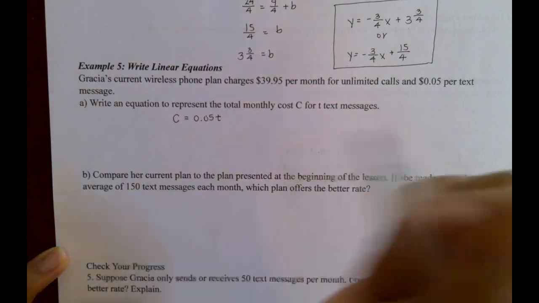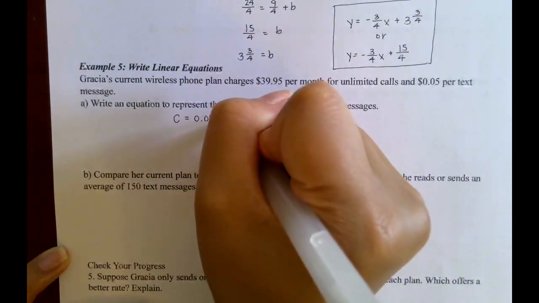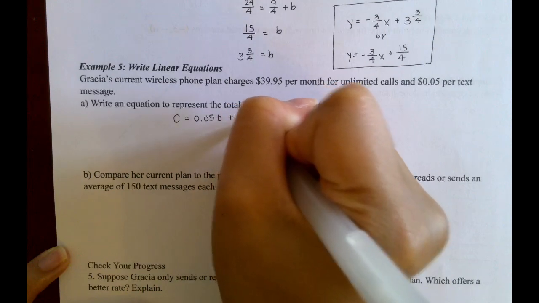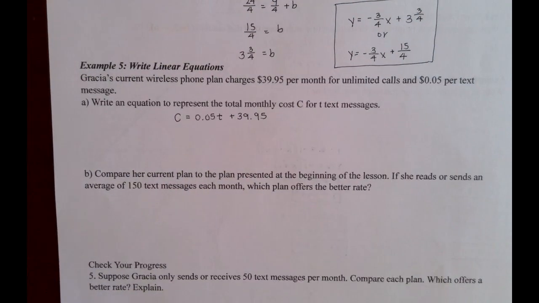Right? The other thing she's paying for is that unlimited calls part. So on top of that, she has to pay $39.95. But because that's a flat fee, I don't have to multiply it by anything else. And so that is my equation.